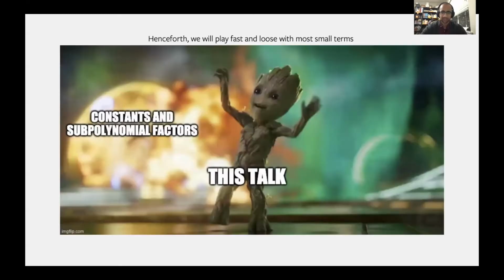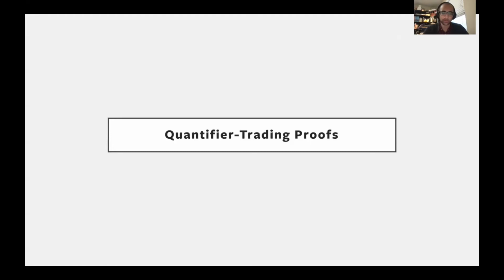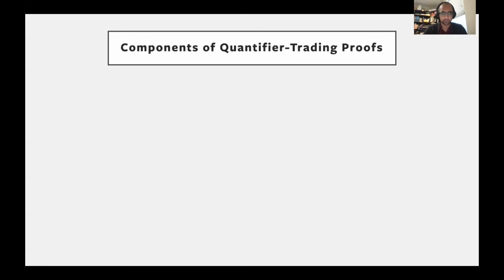And henceforth, in the rest of this talk, I'm going to play fast and loose with small terms, meaning constants and subpolynomial factors. I'm just going to hand wave them away. If you want those details, you should check out our paper. Let's start off by talking about quantifier trading proofs. This is mostly going to be a review of existing work. For the most part, this isn't anything that we did in this work, but it's worth giving that background now.